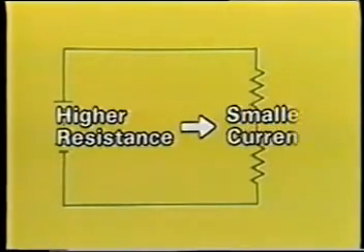Let's summarize the result of the experiment. The total resistance of a circuit increases as we connect more resistors to the circuit. Therefore, the amount of current decreases.